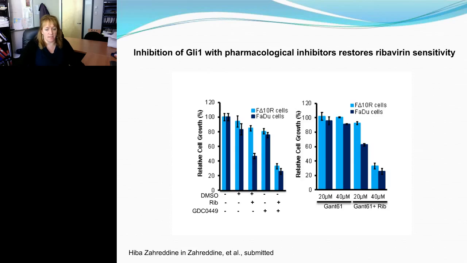So GDC is one inhibitor. It inhibits by binding the extracellular receptor for GLI1 signaling, Smoothened. We also wanted to take a second approach to check that we saw the same effects. So we used a drug, GANT61, which directly binds GLI1, and we see the same effect, where GANT61 by itself doesn't affect growth, but GANT61 in combination with ribavirin affects both. You can see both parental and the resistant cells.